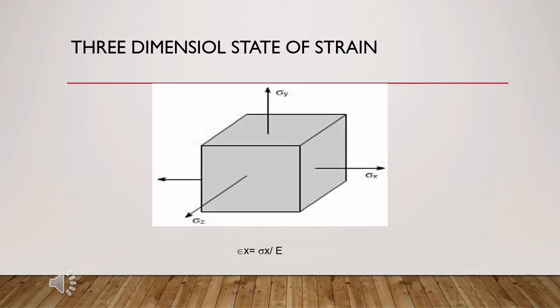Alright, for this slide we can see the three-dimensional state of strain. Consider an element subjected to three mutually perpendicular tensile stresses, for example sigma x, sigma y, and sigma z, as shown in the figure below. If sigma y and sigma z were not present, the strain in the x direction, from the basic definition of Young's modulus of elasticity, would be strain x equals sigma x divided by Young's modulus.